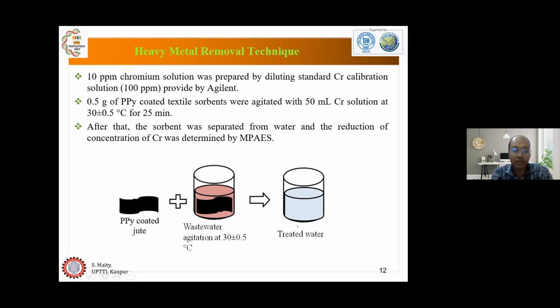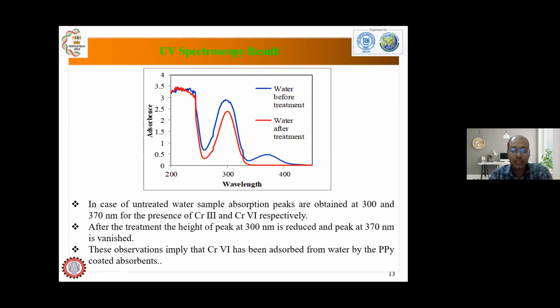The concentration of chromium in the solution can be measured by an instrument called a microplasma atomic emission spectrometer. By this instrument, one can check the concentration of chromium in water, even at very low, ppm level concentration. Okay, now the same concentration can be verified by using UV spectroscopy.